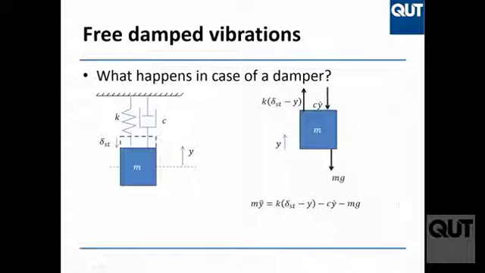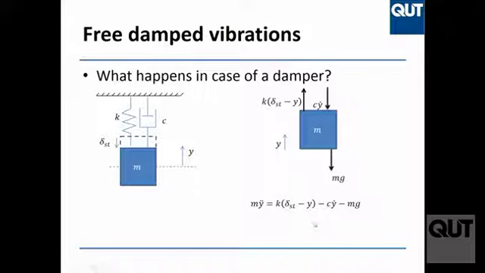Equilibrium means nothing moves. So what goes to 0? Y dot dot for sure. Then y dot, what is it? It's the velocity. Can it be different from 0 if nothing moves? No, it must be 0. So this term goes, this term goes.